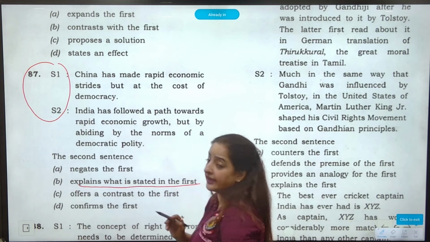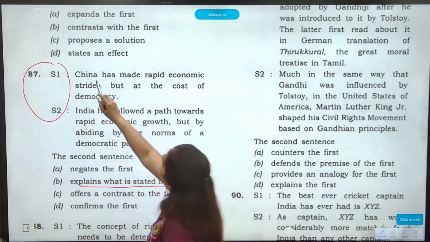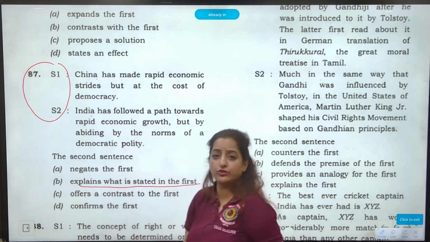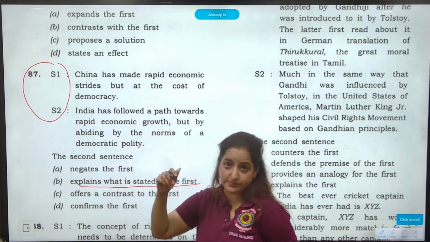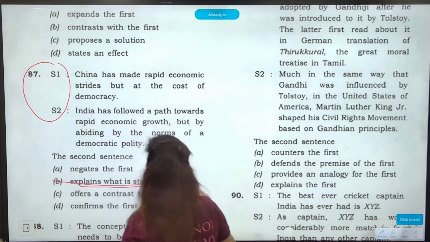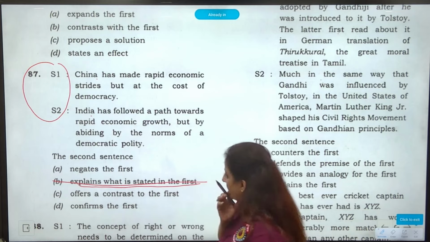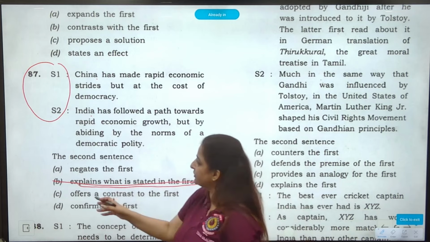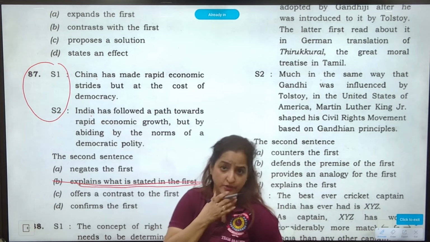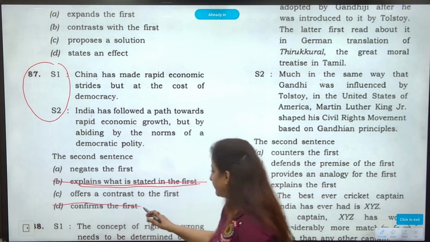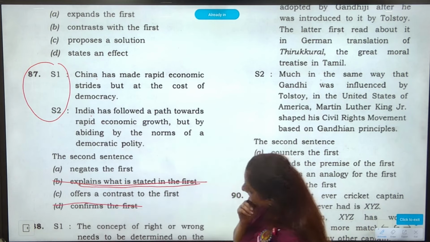ये तो पक्का है. क्यों? क्योंकि यहाँ तो चाइना की बात हो रही है और यहाँ तो इंडिया की बात हो रही है. तो चाइना के बारे में तो कुछ एक्सप्लेन नहीं किया है, ये नहीं है. So like this you can go one by one. अच्छा. Then it is not confirming either. कंफर्म तो तब कर रहा था जब चाइना की कोई बात कर रहे होते सेकंड में. राइट. अच्छा. Then is it negating the first?